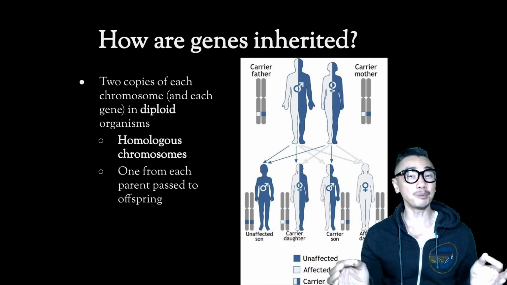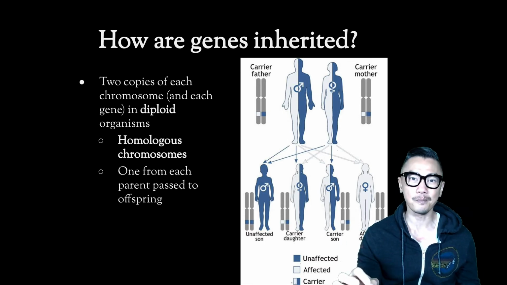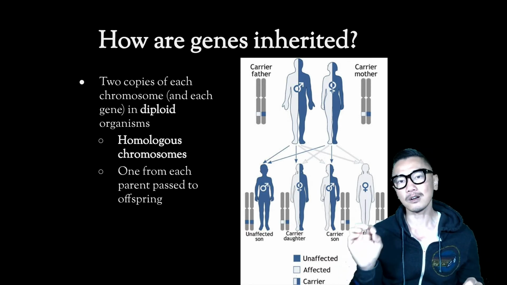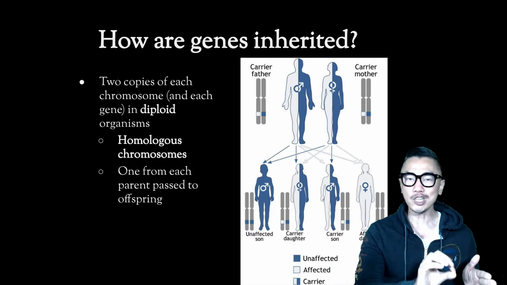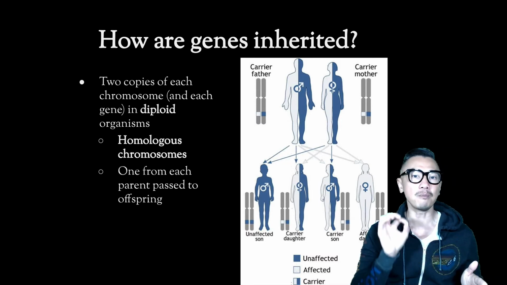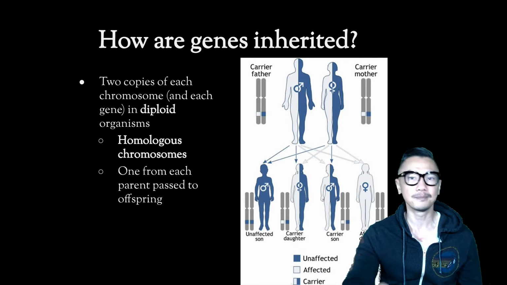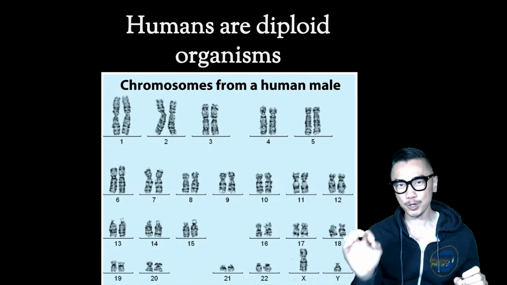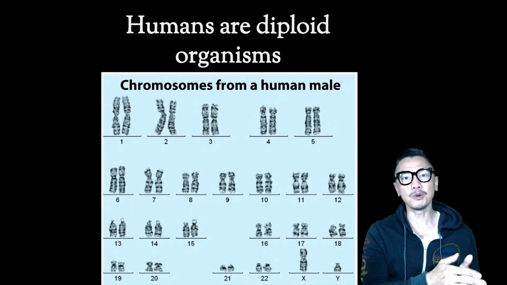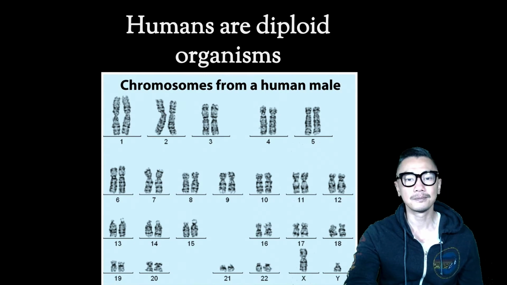Humans are called diploid organisms because we have 2 copies of every chromosome and therefore every gene in our genome. Matching chromosomes are called homologous chromosomes. 1 chromosome in each matching pair comes from our mother. The other chromosome in each pair comes from our father. Human cells have 46 chromosomes, or 23 pairs. The chromosomes within each pair are described as homologous.